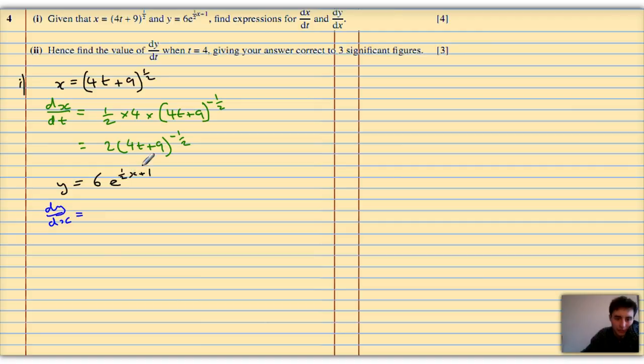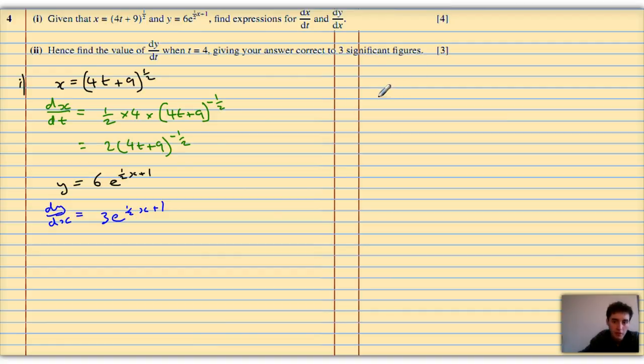Okay, chain rule again. So we have to differentiate this index of e, and that would just give us a half. So that would be 6 over 2, which is 3e, and then this stays unchanged because e is unchanged under differentiation. So that's 3e to the half x plus 1. There, that's it. That's part 1 done.